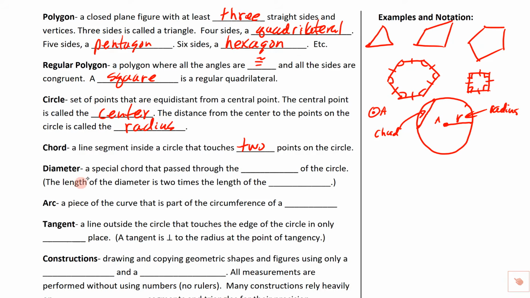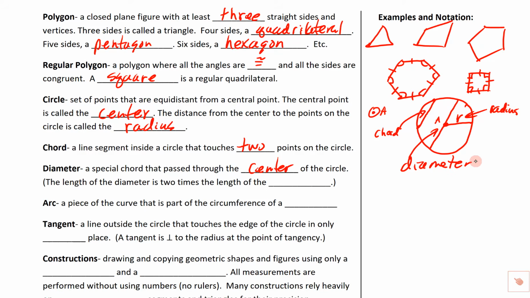And then let's talk about a diameter. A diameter is a special chord that passes through the center of the circle. There's nothing really special about this chord because all it does is go from one side to the other. But if we do a chord and it goes right through the center, then we call that a diameter. Okay, we call that a diameter.